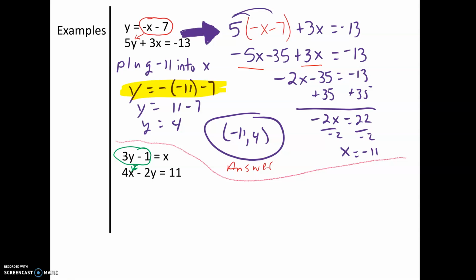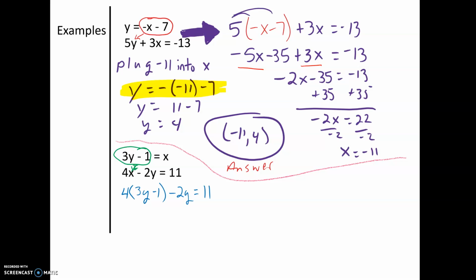So what I'm going to do, let me switch my color pen here, is instead of it saying 4 times x, it's going to be 4 times 3y minus 1. And now I got to write the rest of that equation out. Minus 2y equals 11. So it's the same bottom equation. I just replaced the x with that 3y minus 1.